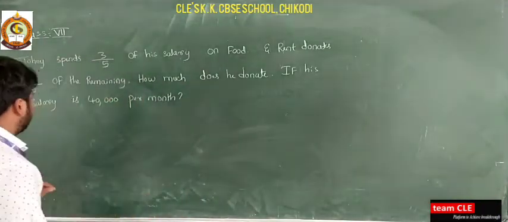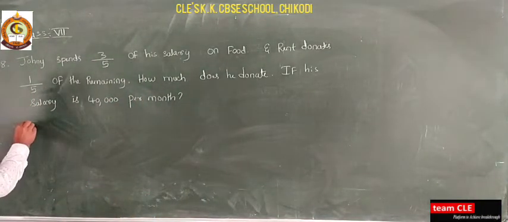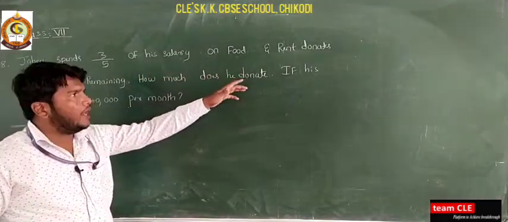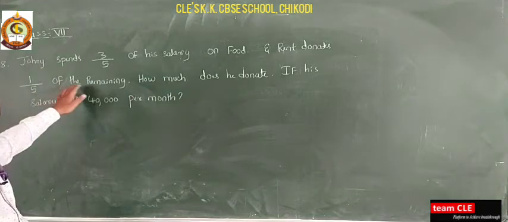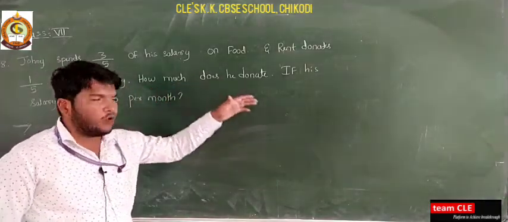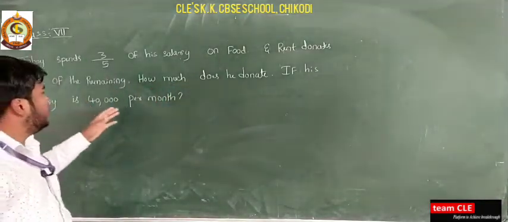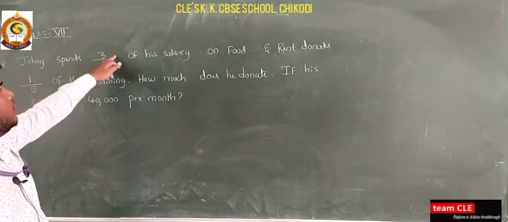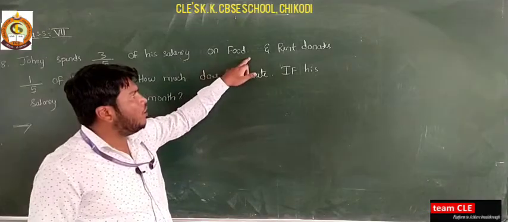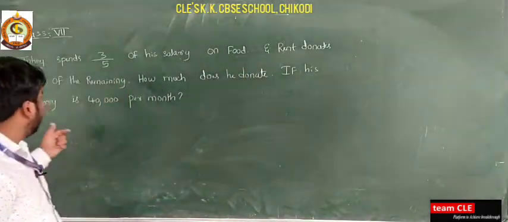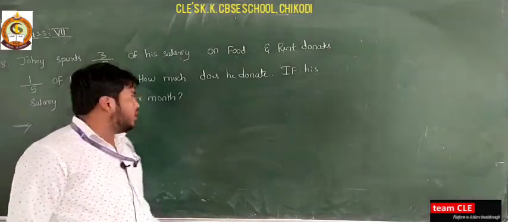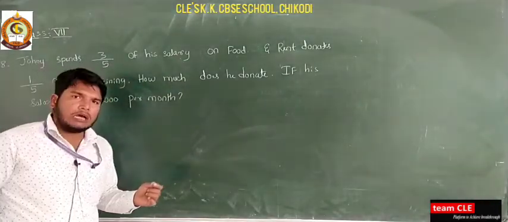Okay, see here, dear students. Johnny spends 3/5th of his salary on food and rent and donates 1/5th of the remaining. How much does he donate if his salary is 40,000 per month?